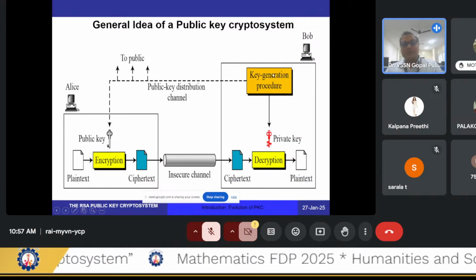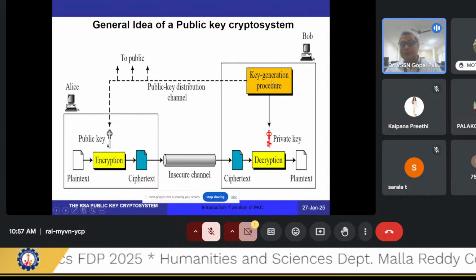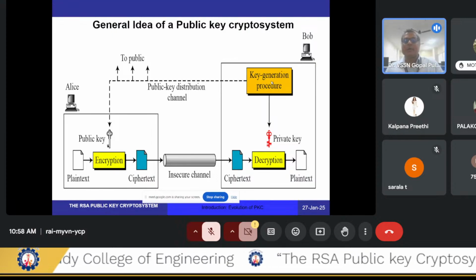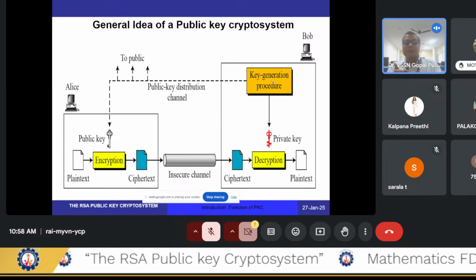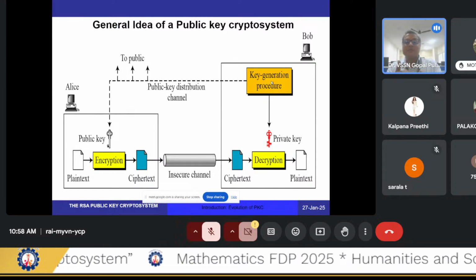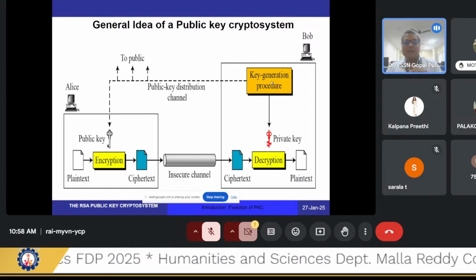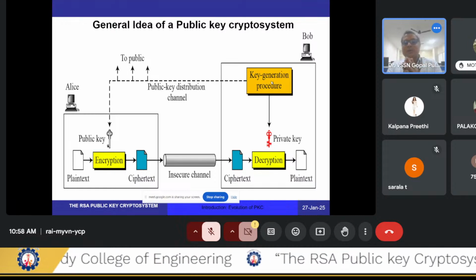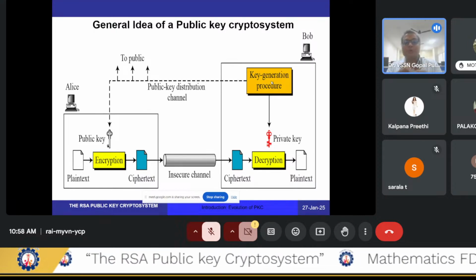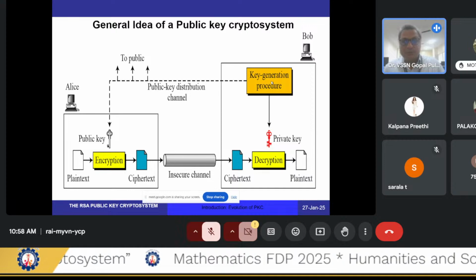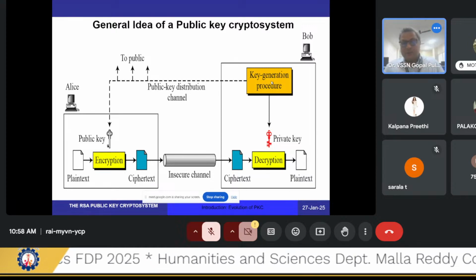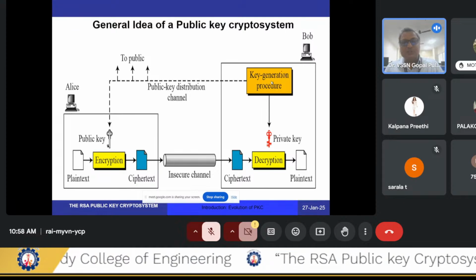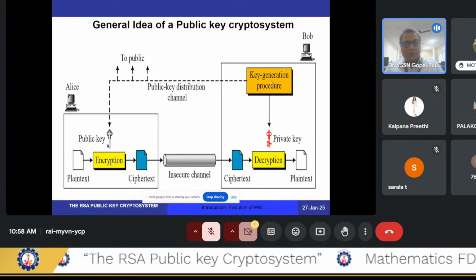This is the key generation procedure for the two parties in the communication network, so that they can have a pair of keys, the public key as well as the private key. At a later stage, we will see how these two are linked, in order to provide a high level of security. I hope this general idea of a public key crypto system is clear. Let me move on to the next slide.